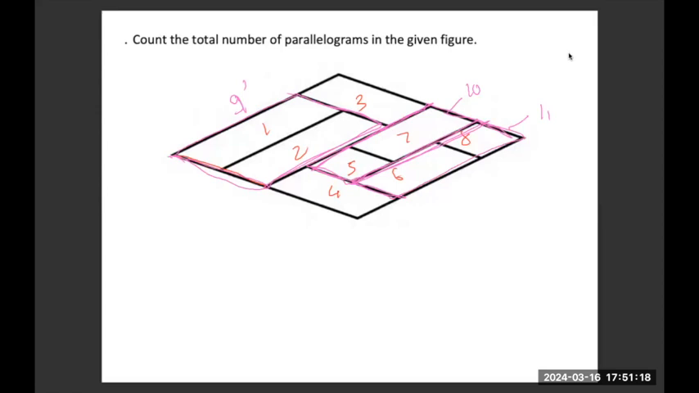Now I will go for higher or more. More than 2. Okay. So I'll start with the first 3 parallelograms. Well, it's not 3, but it's 4, but I will mark it still. Thirteen.